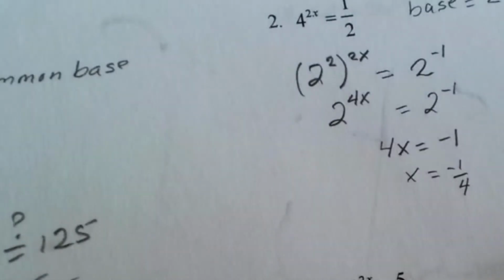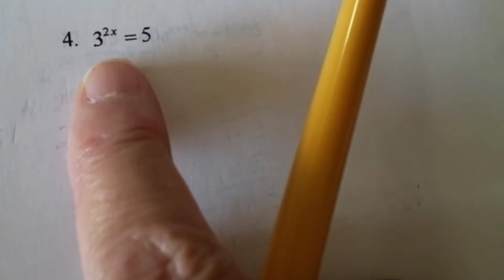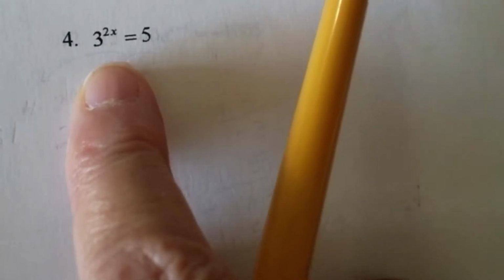In this video, we're going to continue our work with solving exponential equations. And now we're going to work with exponential equations in which it is not easy to change the two sides of the equation to a common base, such as this first example here. Because we have a base of 3 and a base of 5, there's no common base that unites those two. We are going to use a logarithm.